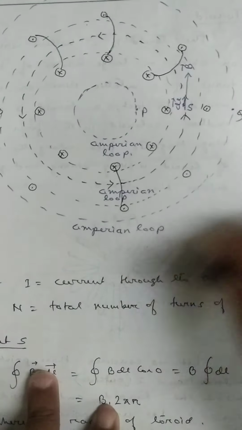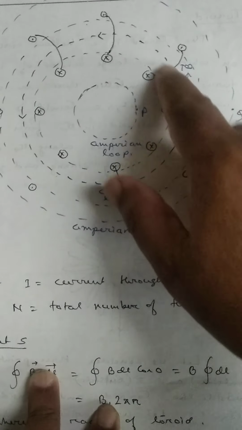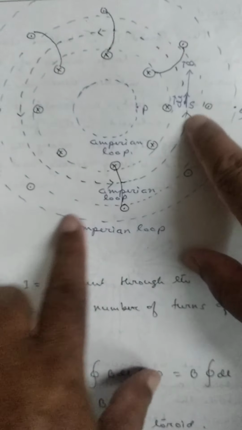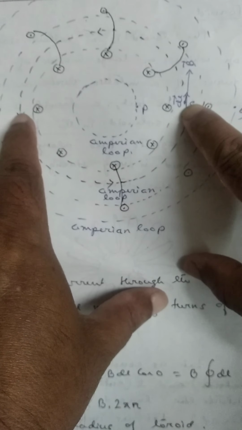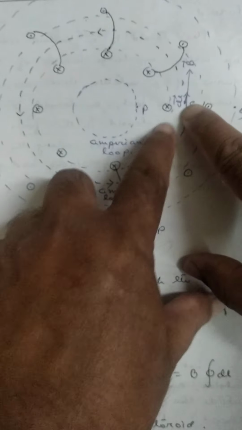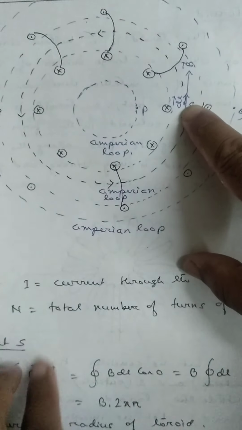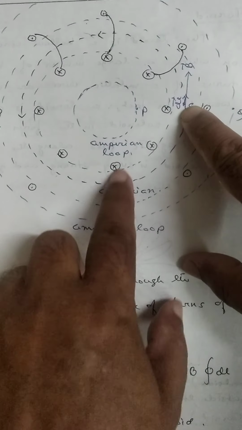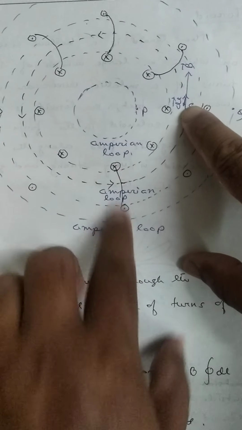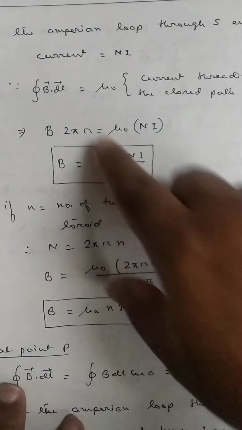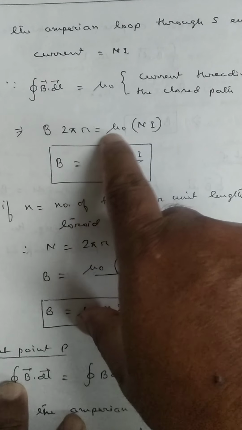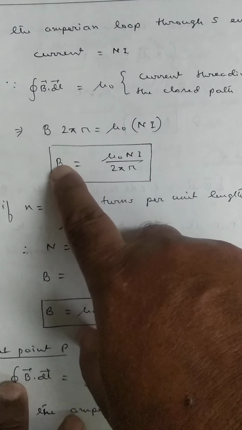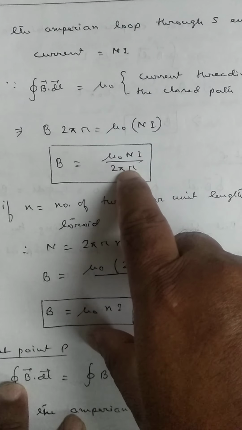What is the current inside the Amperian loop? This is the Amperian loop here, for the point S. So how many wires are there? Since the number of turns is N, N wires are there. Through each wire I current flows. So what is the total current? Ni. Therefore B into twice pi r is mu 0 Ni. So what is B? B is mu 0 Ni by twice pi r.